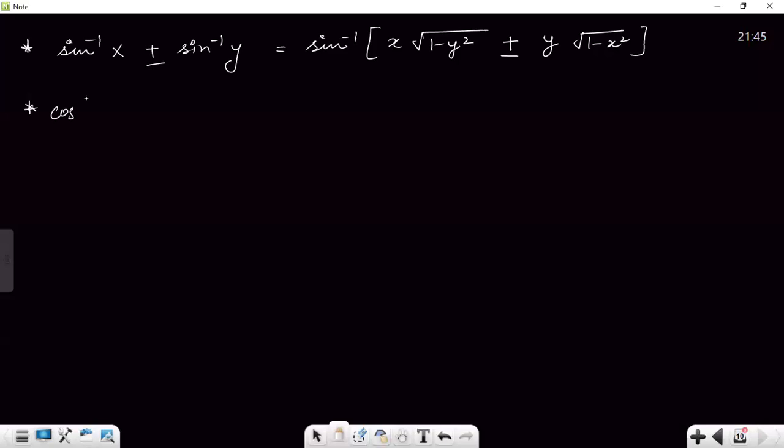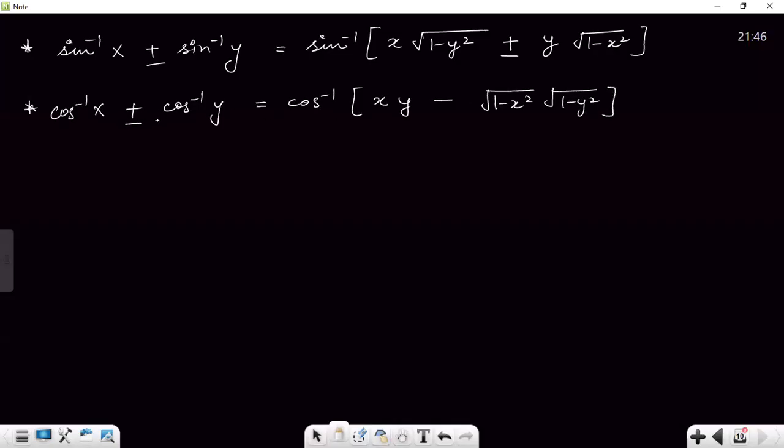For cosine inverse of x plus cosine inverse of y, this can be written as cosine inverse of xy minus square root of 1 minus x square into square root of 1 minus y square. That is for plus, and if there is minus, then there will come plus.